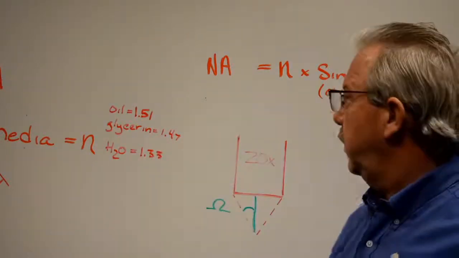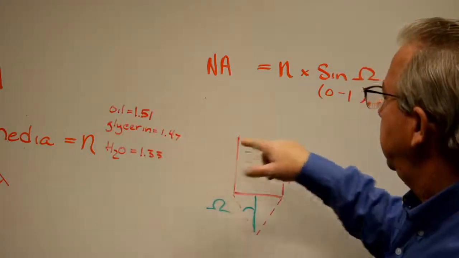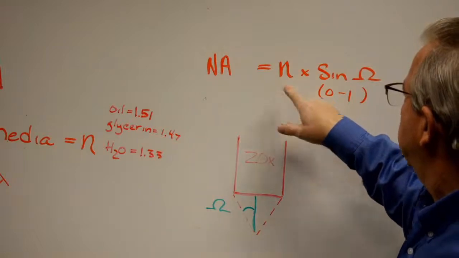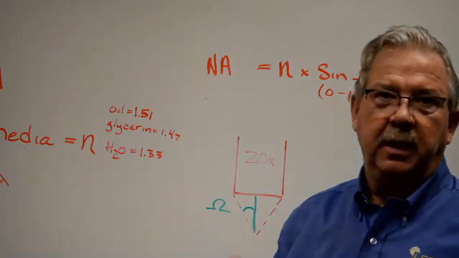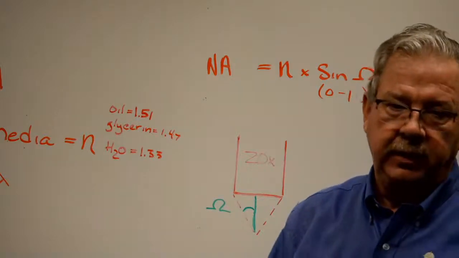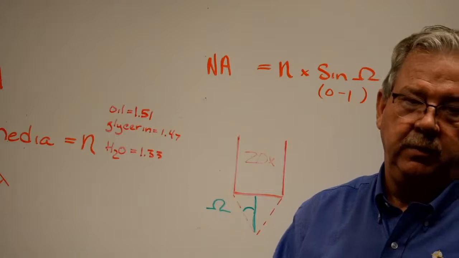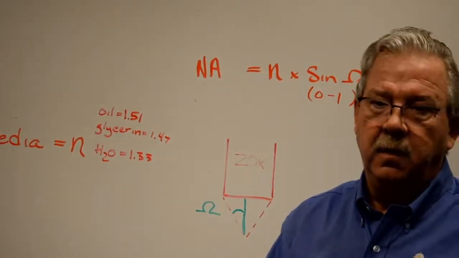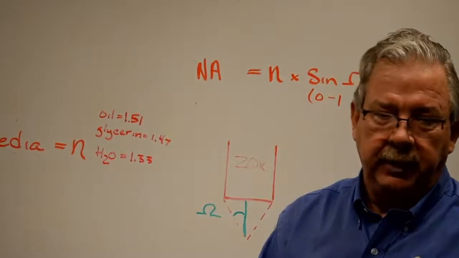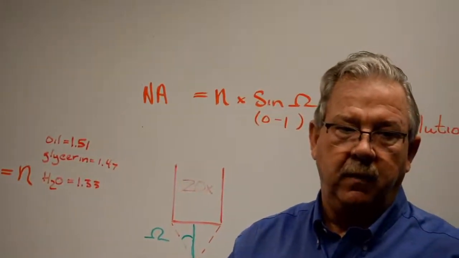So what happens when we mate one of these higher refractive index materials and multiply that times the sine, we start to get higher numbers. Now we've got a numerical aperture. Typically an oil objective is somewhere between 1.25 and 1.30. Typically for years the maximum NA that we could achieve was 1.4.